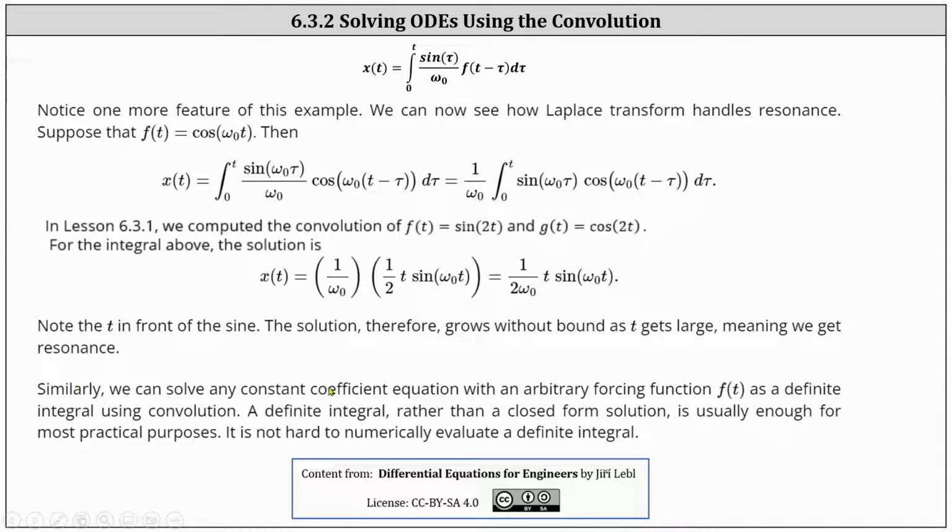Similarly, we can solve any constant coefficient equation with an arbitrary forcing function f of t as a definite integral using convolution, as we did above. A definite integral rather than a closed form solution is usually enough for most practical purposes. If not, we can numerically evaluate any definite integral. I hope you found this helpful.